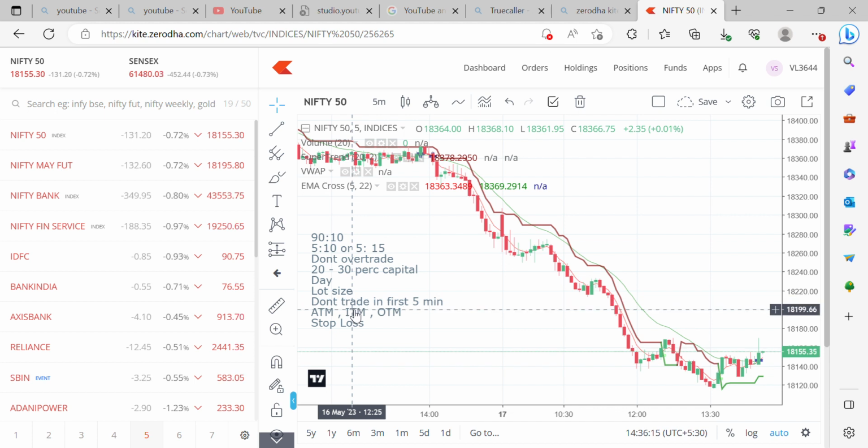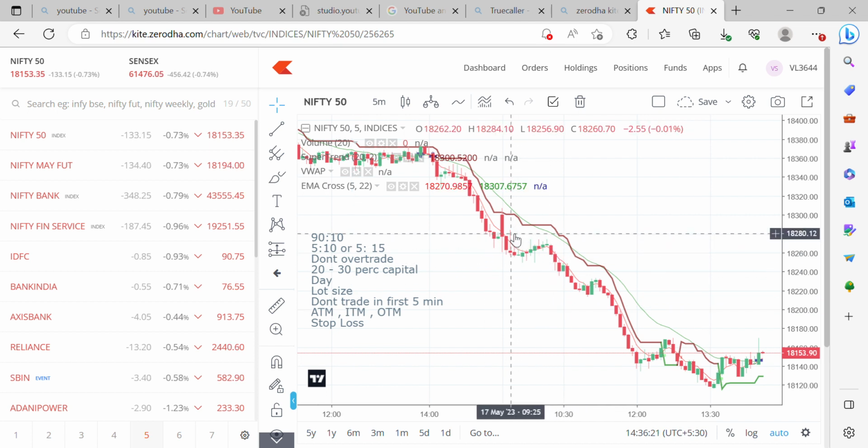Then, don't trade in the first 5 minutes. Why are we saying don't trade in the first 5 minutes? Because if you are a beginner and you don't know what the volatility in the market is, how the candle forms in the first 5 minutes, then definitely you will make a mistake, because in the first 5 minutes there is huge volatility in the market.